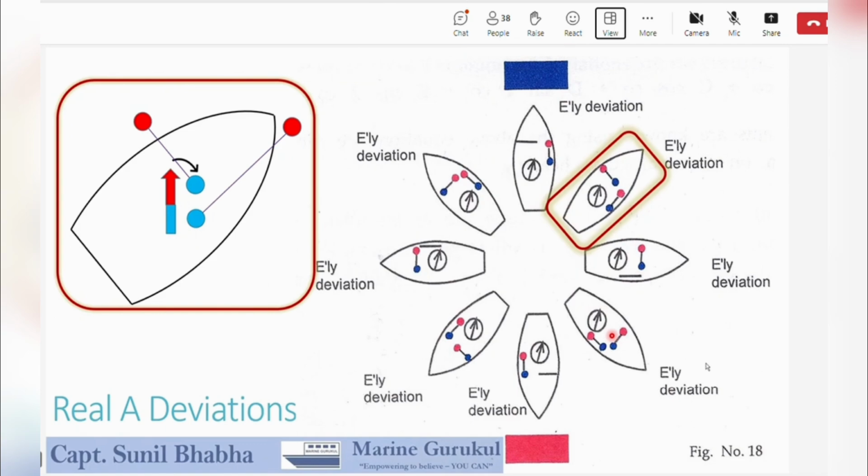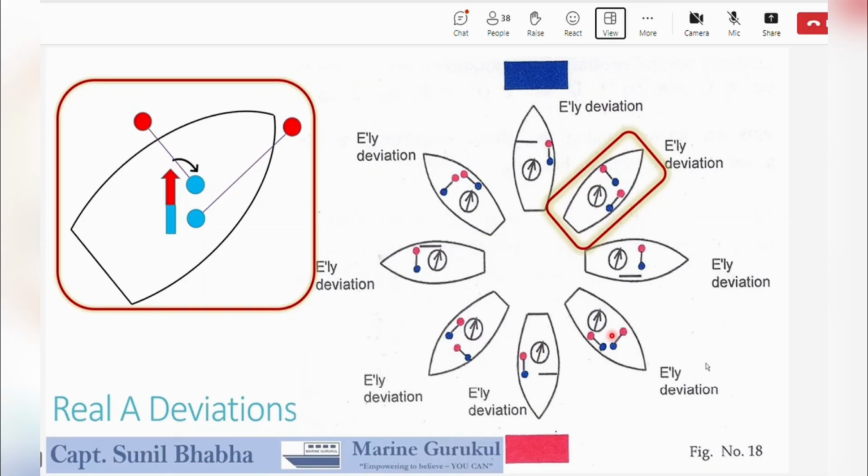So beta, you can ask your doubts now. Sir, if the real A deviation is generating the easterly deviation, that means the amount of the deviation will be the same at every point. At every heading, beta, it will be the same.